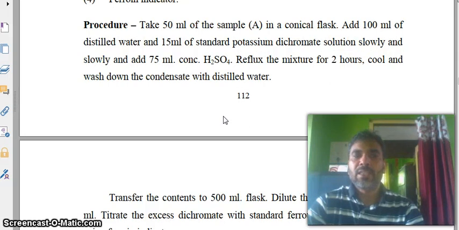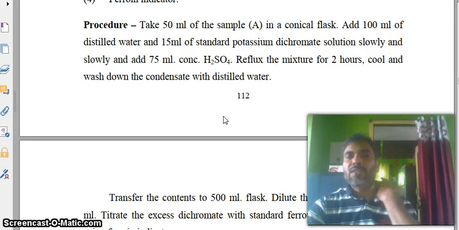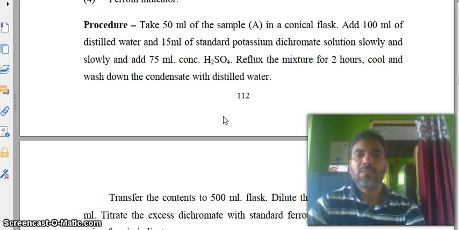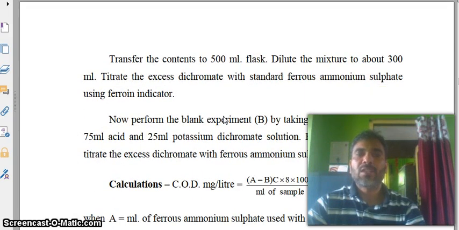The procedure is like that: take 50 ml of sample in a conical flask, add 100 milliliter of distilled water and 50 ml of standard potassium dichromate solution slowly, and add 75 ml concentrated sulfuric acid. Reflux the mixture for 2 hours, cool and wash down the condensate with distilled water. Transfer the content to 500 milliliter flask, dilute the mixture to about 300 ml, titrate the excess dichromate with standard ferrous ammonium sulfate using ferroin indicator.